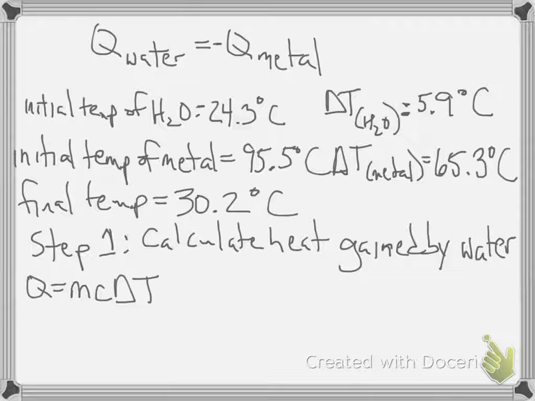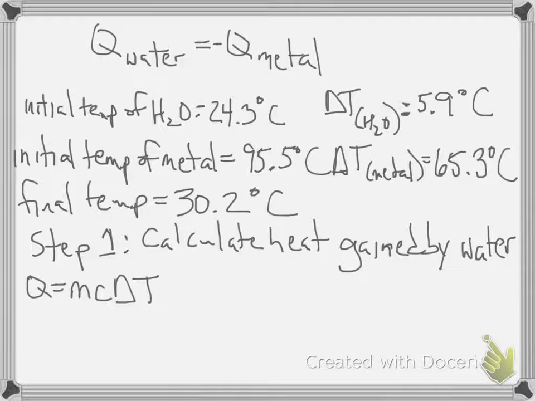This may be similar to what you had, but obviously you're going to want to calculate it with your own data. So let's take a scenario where we had an initial temp of water of 24.3 degrees Celsius. That's about the room temperature in our classrooms. And the initial temperature of the metal would have been somewhere close to 100 degrees Celsius because we had it soaking in a beaker full of boiling water. So I used 95.5 degrees Celsius as a sample data point.